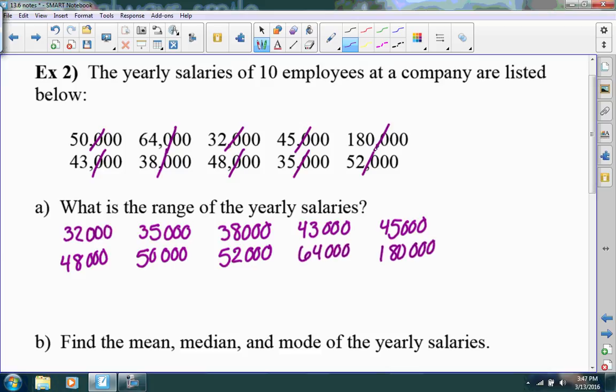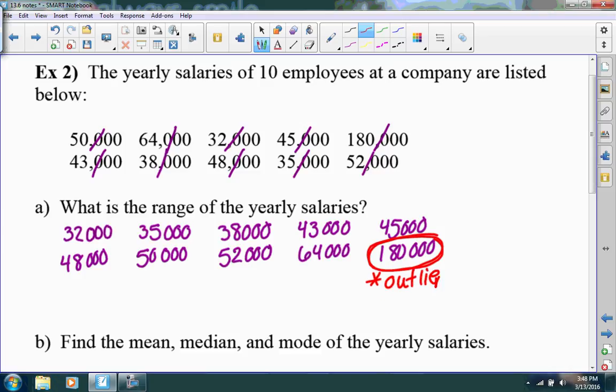That's a lot bigger than any of the other ones. I started with the 32, and then I went from the 30s into the 40s and 50s and 60s, and then I jump all the way to 180. So this number here, when it is really high or really low compared to all of the other ones, that is what we call an outlier.